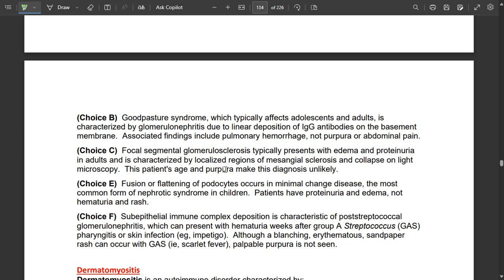Pulmonary hemorrhage as well as hematuria, both of them are seen in Goodpasture syndrome. It occurs due to linear deposition of IgG antibodies in the basement membrane, the glomerular basement membrane. IgG deposition: G for Goodpasture syndrome, G for IgG deposits.